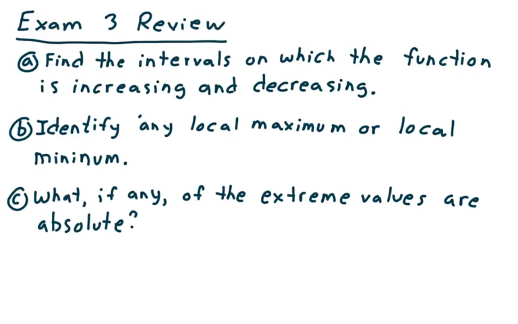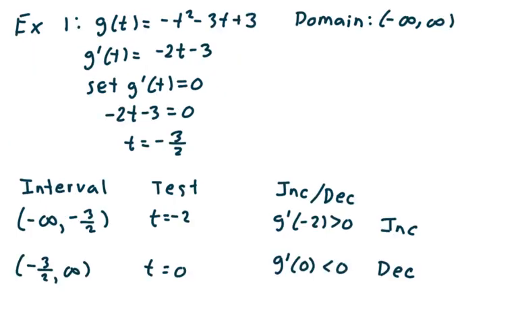This is a video from the Exam 3 review. Part A, find the intervals on which the function is increasing and decreasing. Part B, identify any local maximum or local minimum. Part C, what, if any, of the extreme values are absolute? So find the absolute max and min.